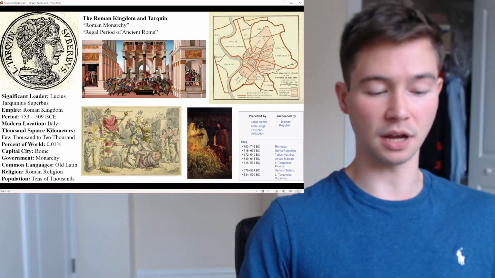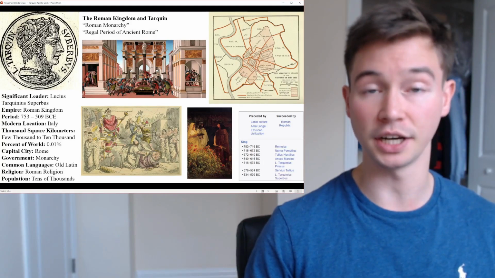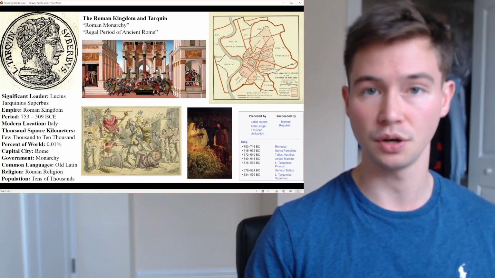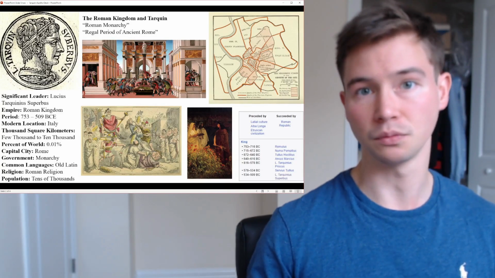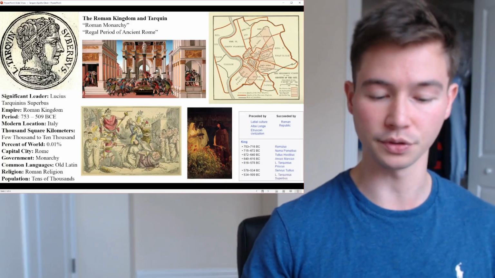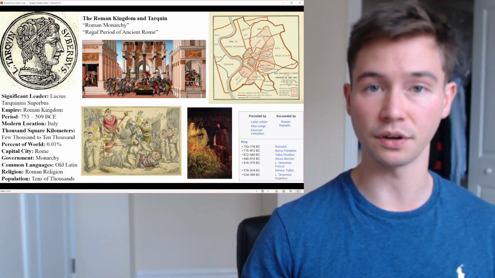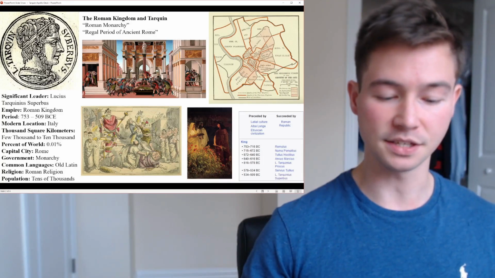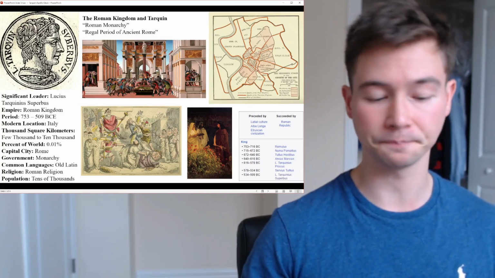As for the establishment of the Republic, the Roman nobility, led by figures such as Lucius Junius Brutus, not to be confused with Brutus, who was involved in the assassination of Julius Caesar. This is a different Brutus. He overthrew the monarchy and established the Roman Republic around 509 BCE. This event marked the end of the Roman kingdom and the beginning of a new political era.